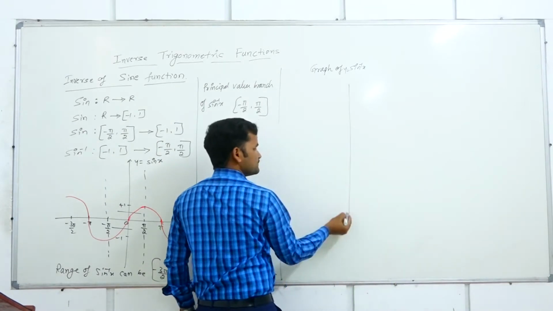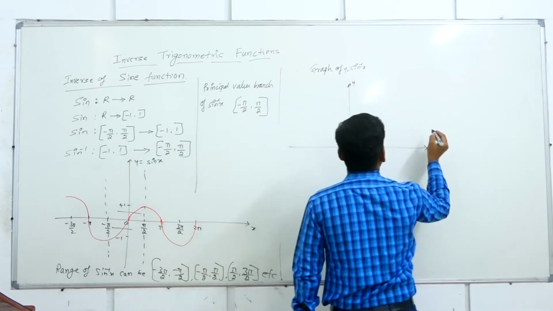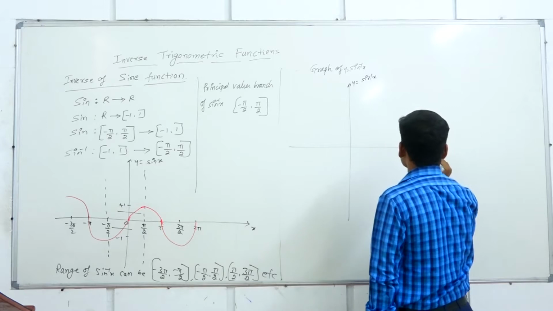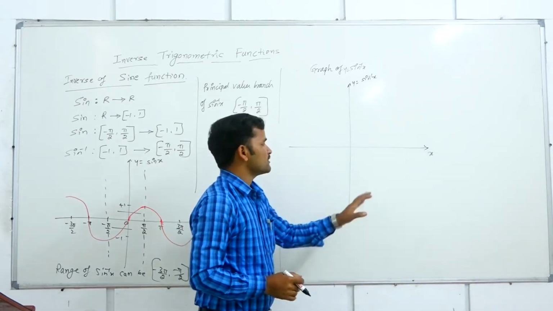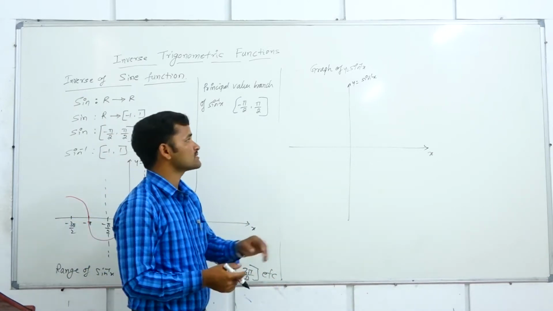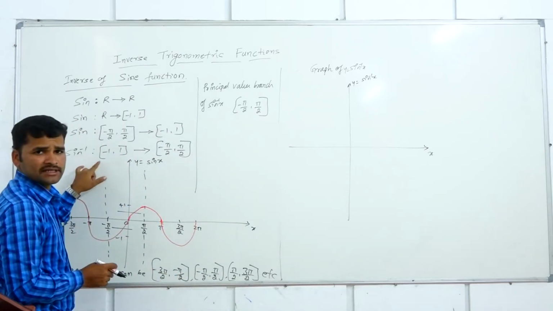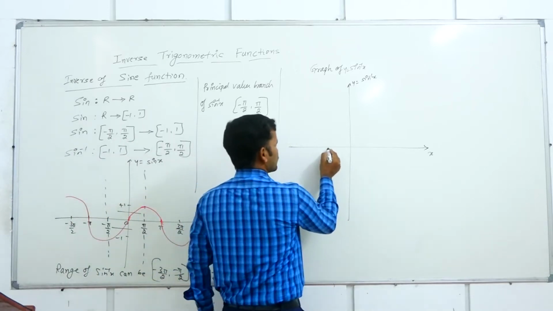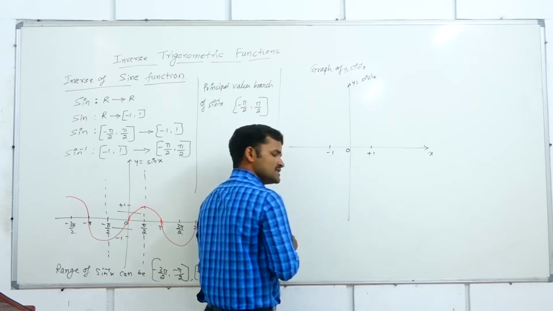Let me consider a plane like this. Y-axis means here y is equal to sine inverse of x, and x-axis. We consider domain values on x and codomain, meaning range values, on the y-axis. You see, what is the domain here? Domain is from -1 to +1. Okay, -1 and +1. This will be 0.